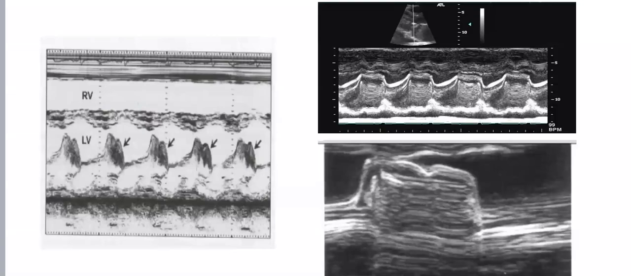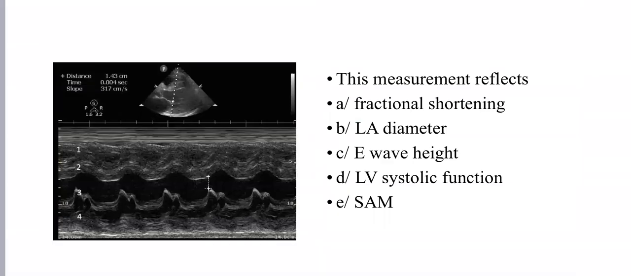Okay, now this measurement reflects: fractional shortening, LA diameter, E wave height, LV systolic function, or systolic anterior motion? LV systolic function. Why did you say that? It's my E point, here, the distance between the E and the septum.